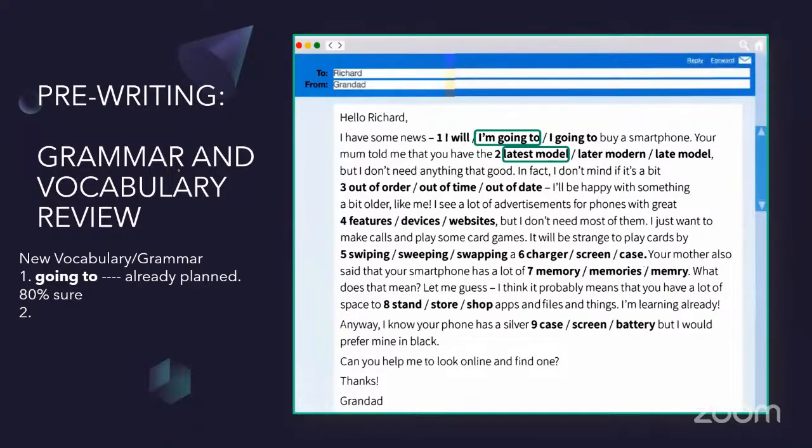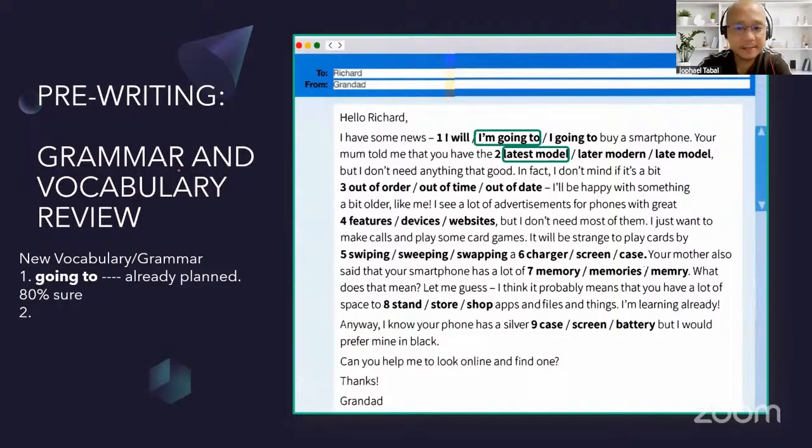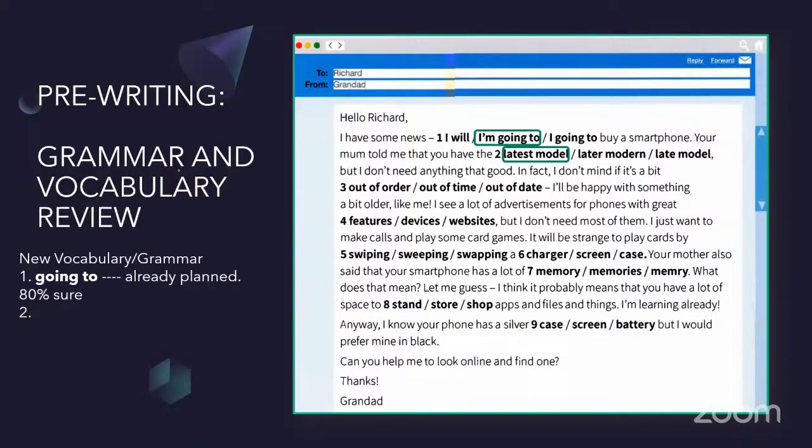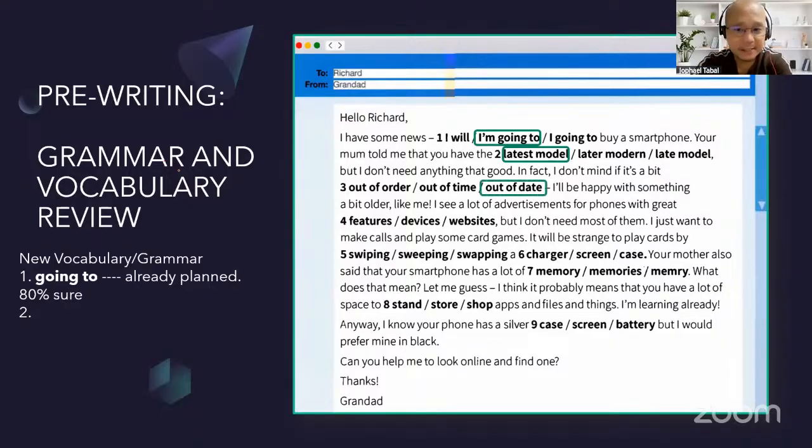Number 3 is out of order. In fact, I don't mind if it's a bit out of date. Okay, I'll tell you what we mean by out of order. Okay, number 4. I'll be happy with something a bit older, like me.